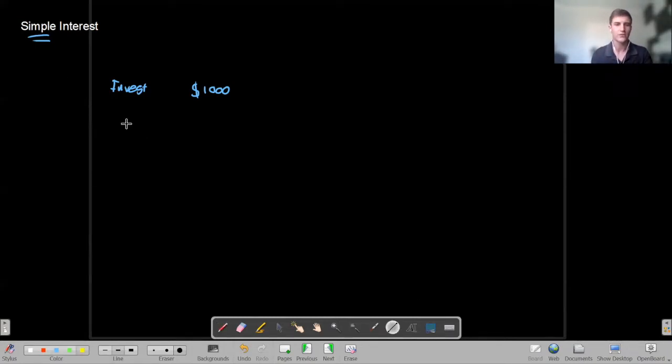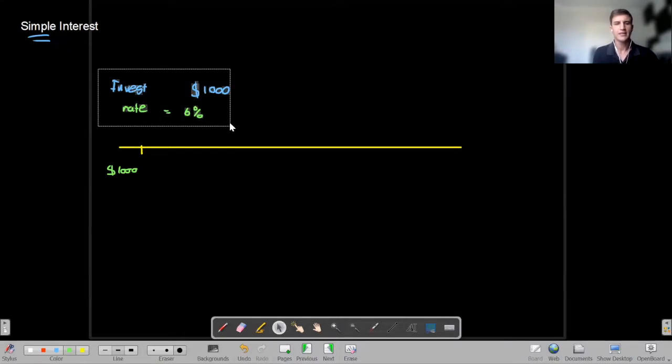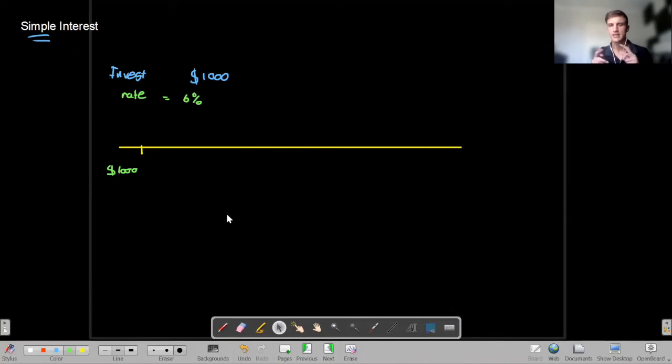I'm going to draw a number line over here, and we start off with this investment amount, this $1,000. Let's say that the interest rate was 6%. That means that after a year, I will receive 6% of the $1,000. I hope that makes sense to everyone. If this is my starting point, time is 0, then after 1 year, I will receive whatever 6% of 1,000 is. In essence, I now have $1,000 plus 6% of 1,000.